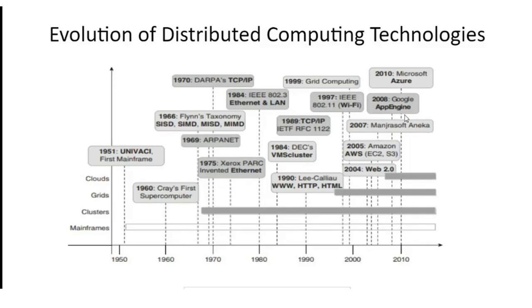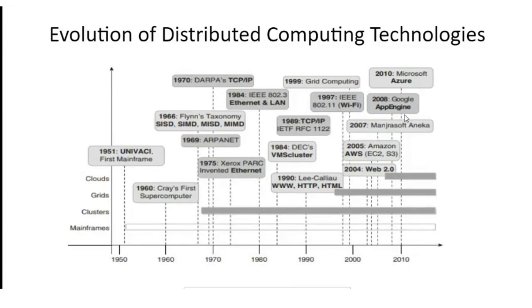Initially we had the mainframe computers, then came the supercomputer. You can also see on the vertical axis: mainframe development, clusters, grid, and cloud. Then we have the evolution of ARPANET, which acts as the backbone for everything. Then the Ethernet, and before that, Flynn's taxonomy, which classifies single instruction, single data set, or single instruction, multiple data sets. You have studied this in distributed systems, I think in the last semester. Then followed the development of Ethernet and LAN that we studied in computer networks.